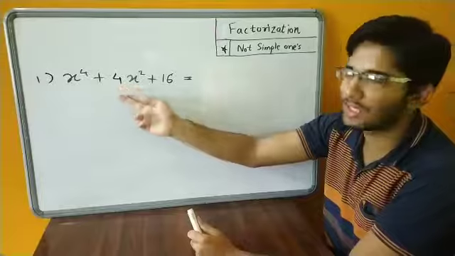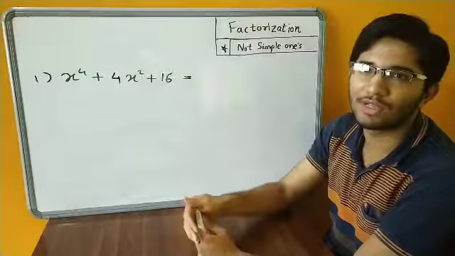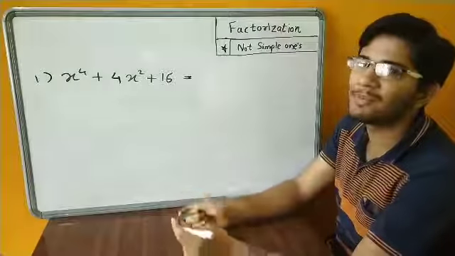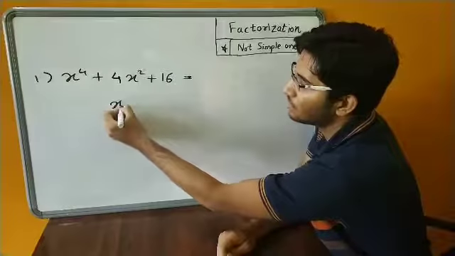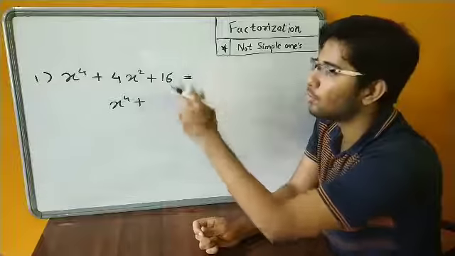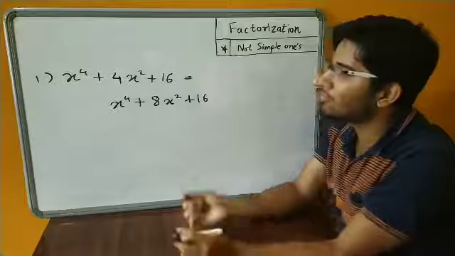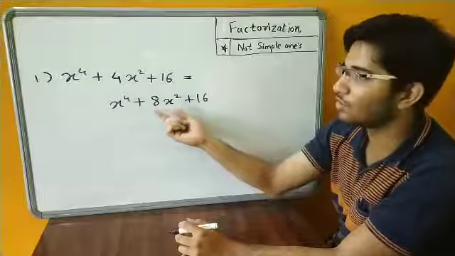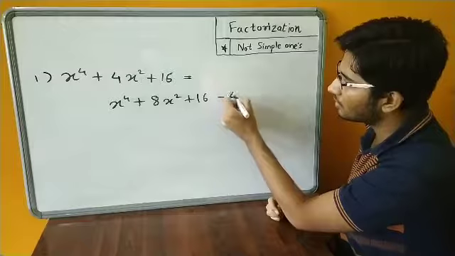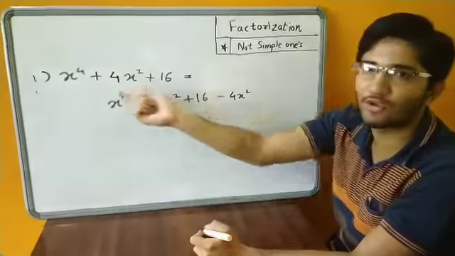If instead of 4 there is 8, then it is easy. It will be just in the form of (a + b)². But now we have to do something different. So we will just use the completing the square method. Like x⁴ plus, the square root of 16 is 4 and 4 twos are 8, so 8x² plus 16. Now we have added 4x² extra, because 4x² is here, but we have written 8x². So we will just take 4x² outside. So 8x² minus 4x² is finally 4x².